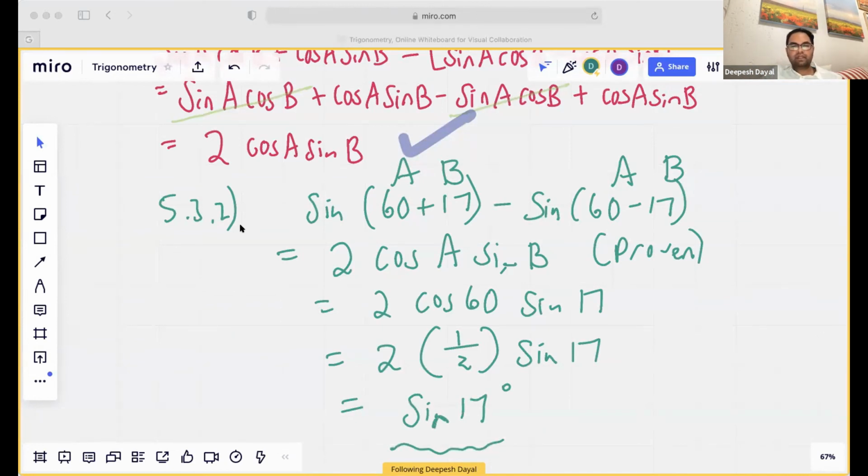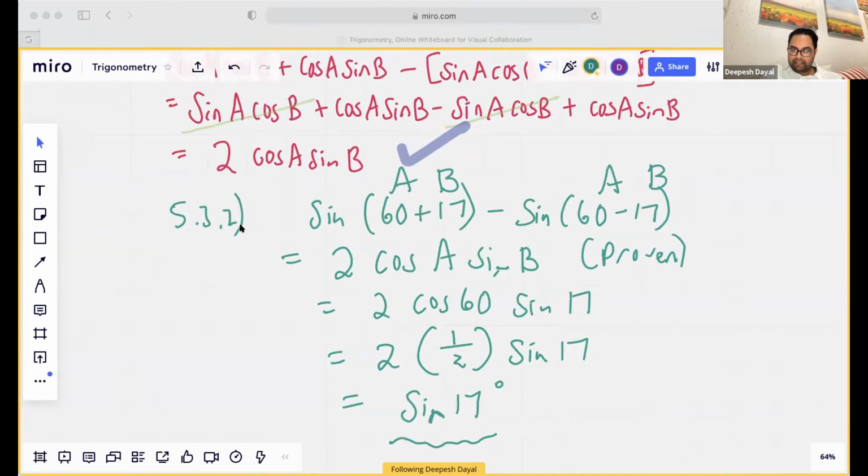Sorry, sir. How did you get the 2 cos A sine B again? Oh, I just used the previous answer because one follows the other. So we proved in the previous one that sine A plus B minus sine A minus B gives us 2 cos A sine B. So I'm just using this previous answer here, see? Does that make sense? Yes, sir. So it's a follow-on, like a "hence" question.